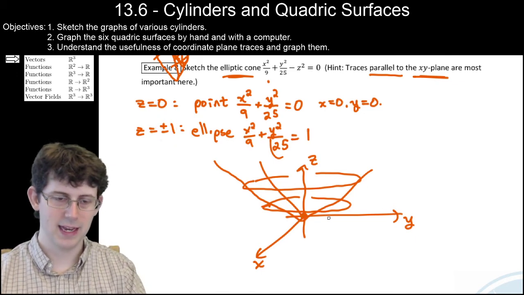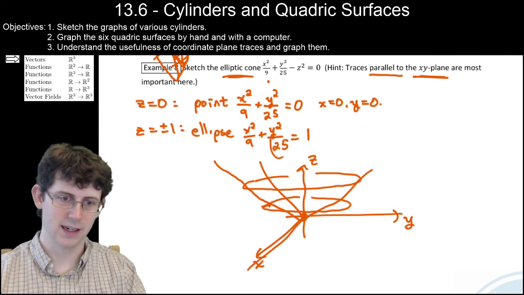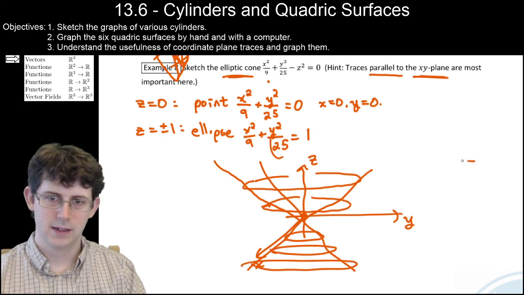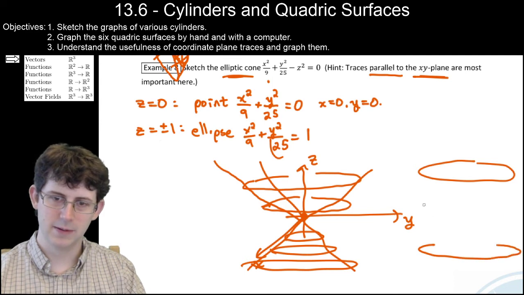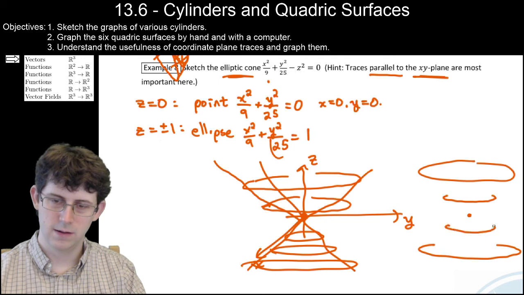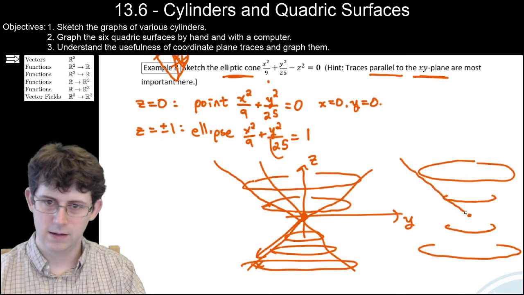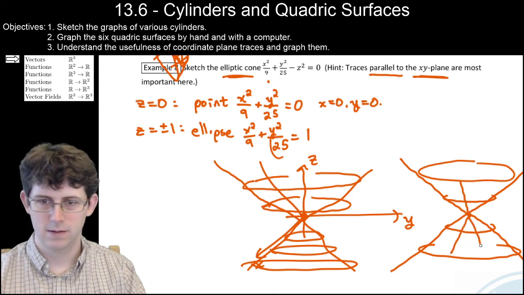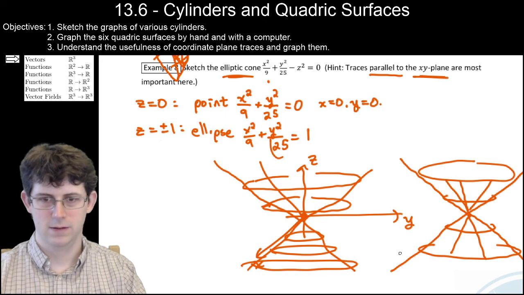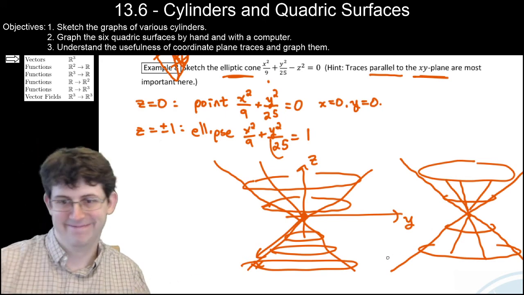So I hate my picture right now. I kind of want to start over, but let's just let it go. It also expands this way. So if I drew it again, I would probably go like this. And then connect these. And then you can kind of see what's going on. That it's a cone. Yep, so that's that.